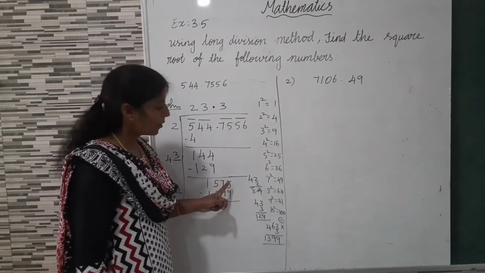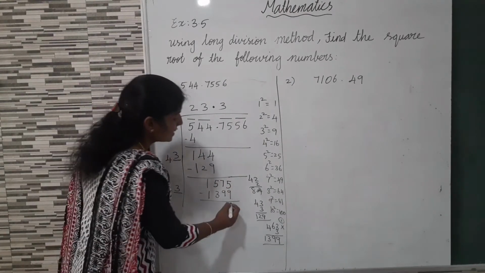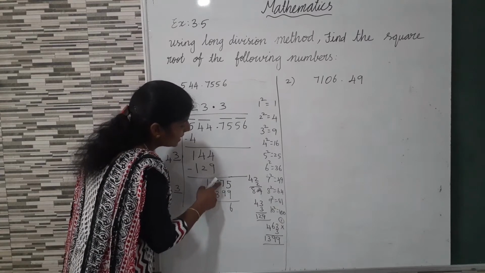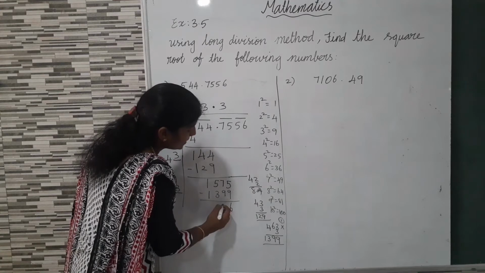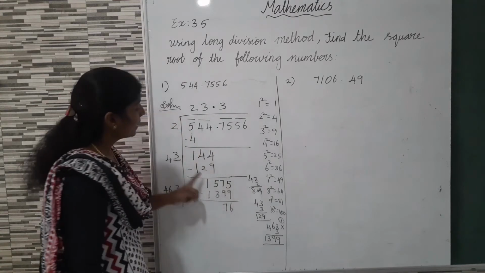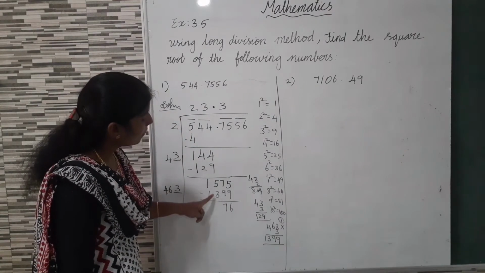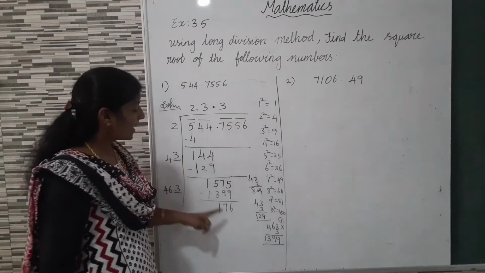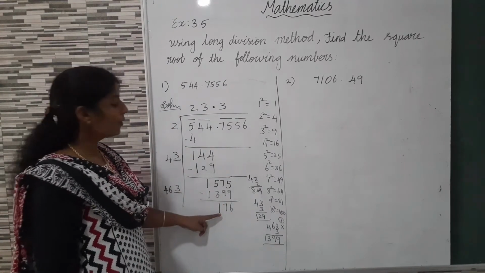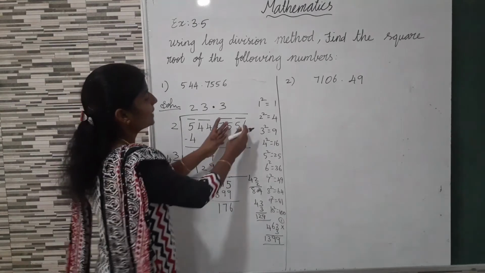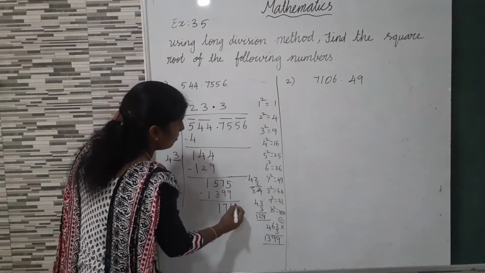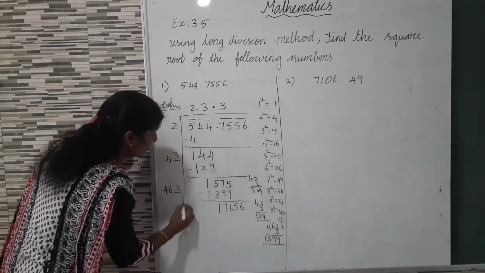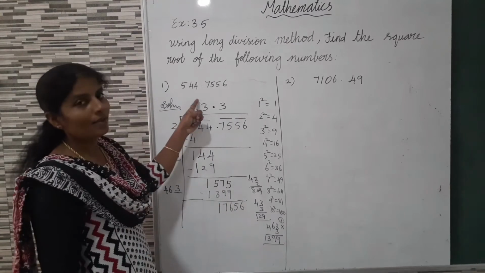Here to here take borrow. 15 minus 9, 6. Here 7. Here to here take borrow. 16. 16 minus 9, 7. Okay. Now here 4. 4 minus 3 is 1. 176 is the new dividend. Now we can take next period down. 56. Next step, this quotient is doubled, isn't it?